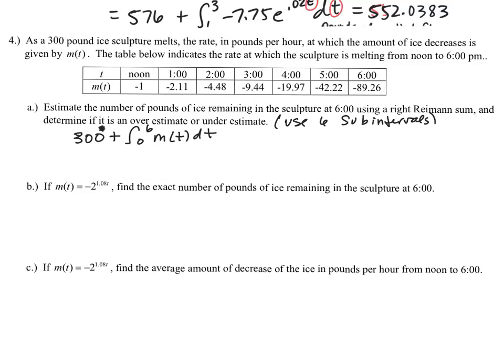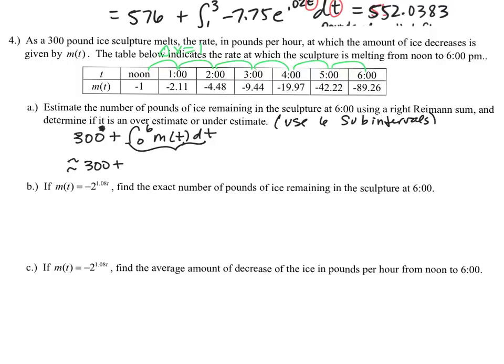So what we're going to do is estimate this integral with a right Riemann sum with 6 subintervals. Let's quickly review how to do that. If we're going to have 6 subintervals, 1, 2, 3, 4, 5, 6, notice that delta x every time is 1: noon to 1, 1 to 2, 2 to 3, and so on. So delta x is 1, and the height of those rectangles would be these function values.